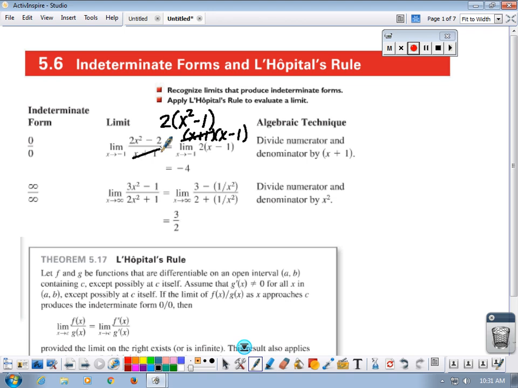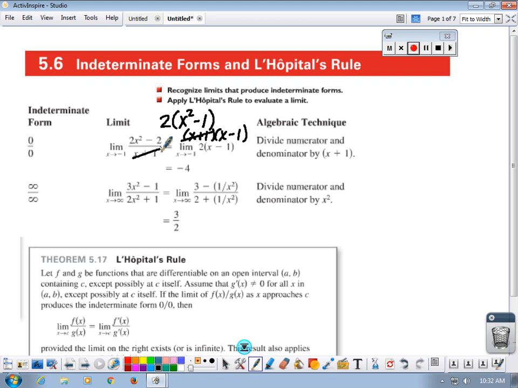Alright, the second example, limit as x approaches infinity of 3x squared minus 1 over 2x squared plus 1. If you just substitute infinity in, you're going to get infinity over infinity. So that's another indeterminate form. The way to do this is to divide the numerator and denominator by x squared, so you get 3 minus 1 over x squared all over 2 plus 1 over x squared.